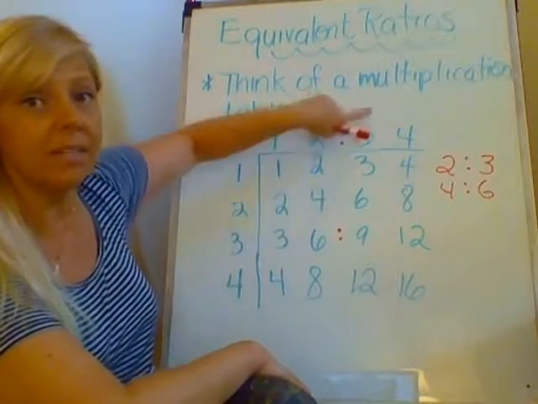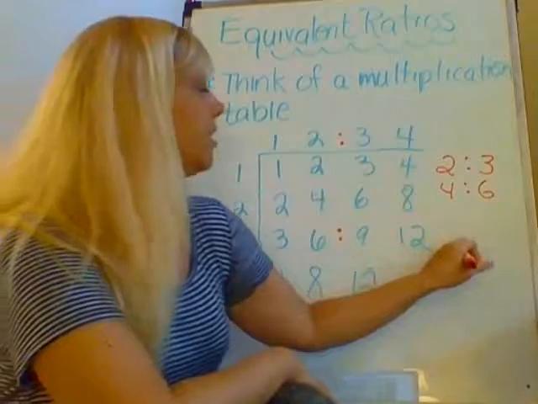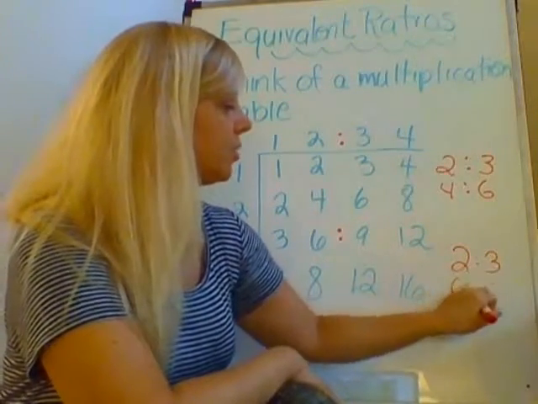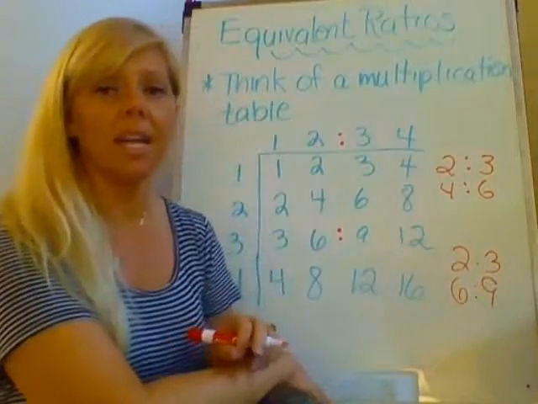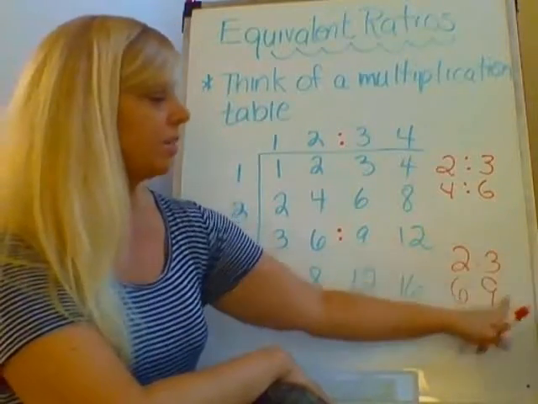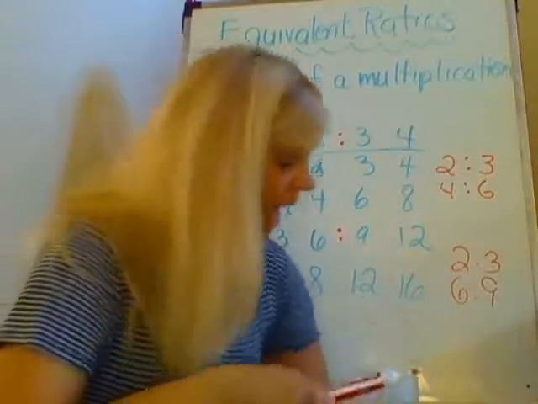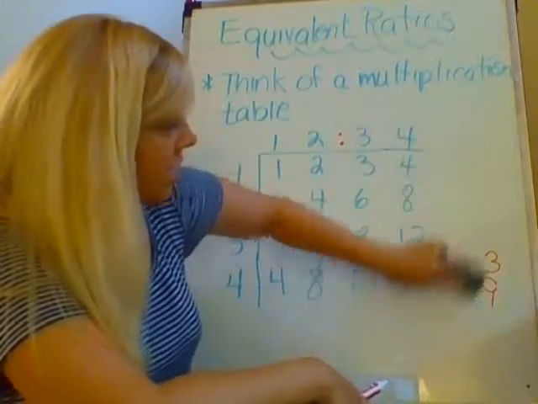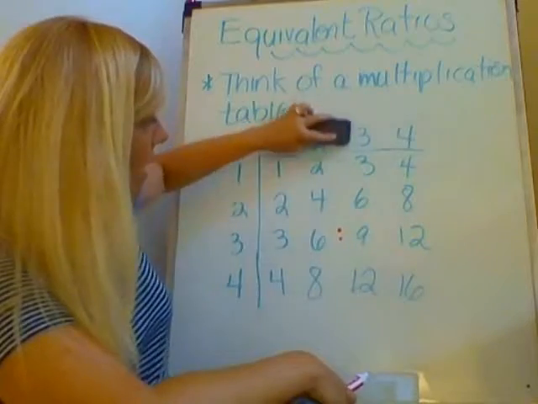Okay, if I look over here, 2 to 3 is also equivalent to 6 to 9 because 2 times 3 is 6 and 3 times 3 is 9. So I can also write 2 to 3 is equivalent to 6 to 9. So 2 times 3, 3 times 9. All right, I can also pick another pair in my multiplication table and it would still work as well.